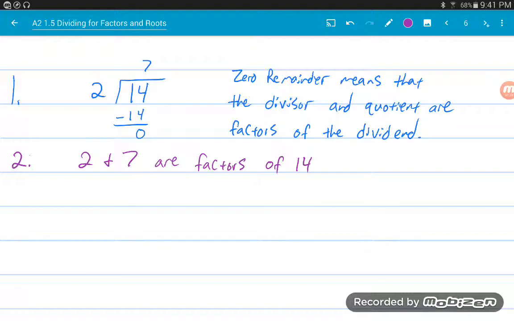When I do division, if I get a 0 remainder, then the divisor and the quotient are both factors of this guy. That still holds with polynomials. Let that sink in for a sec. So let's move on to the first question.